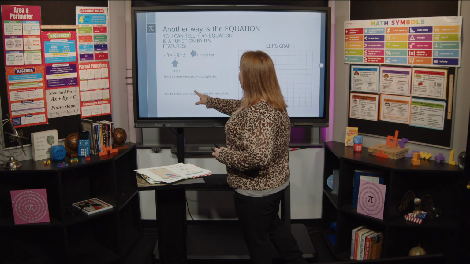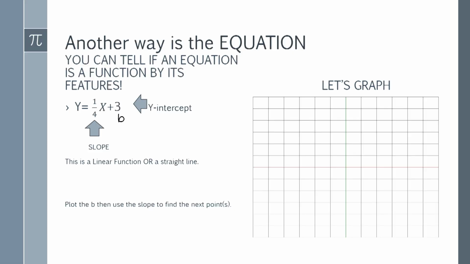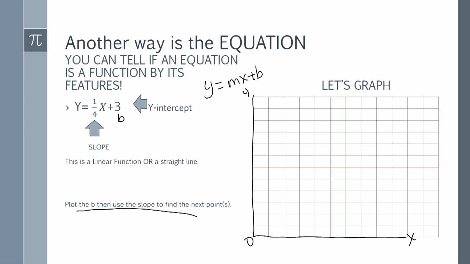I want to plot my b and use my slope to find my points. This is my b. We remember that y equals mx plus b. We're going to use it now. I'm going to let this be my x and y axis. This is my y and this is my x. This is my origin. So Ms. Killen, with this, how am I going to graph? Well, first I'm going to do what it says and plot my b. So it's a positive 3. 1, 2, 3. This is where it crosses that y-axis.